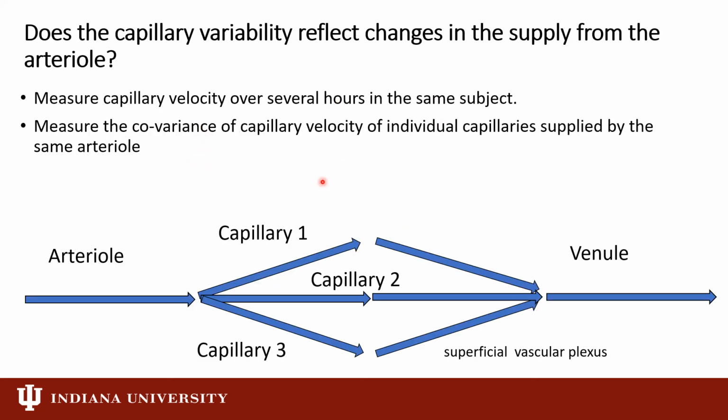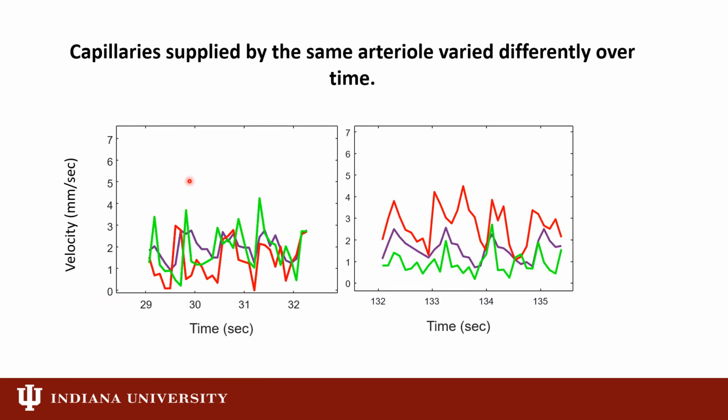So the second part of this experiment was to ask, does capillary variability reflect changes in the supply from the arteriole? So we picked 3 capillaries fed by the same arteriole and measured how they changed their flow. And the answer is they changed separately. So here's just an example. Here's at time 29 through 33 seconds, 3 capillaries, different colors. And you can see that 100 seconds later, the one colored in red has much higher flow than it did earlier, whereas the one colored in green has lower velocity, and the one in purple is a little bit lower velocity.